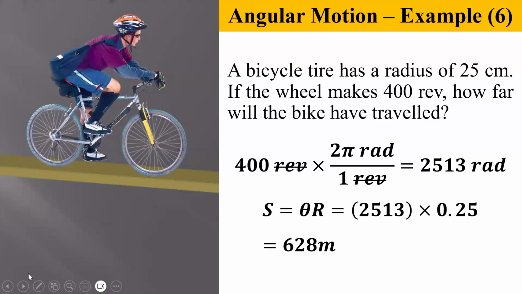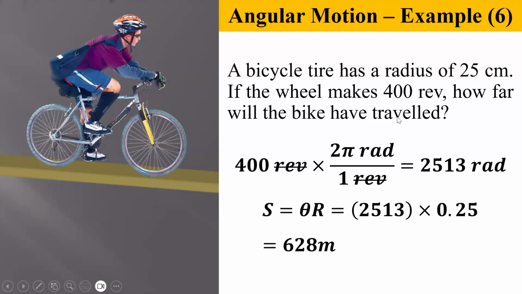All right. So it says here now, let's continue. This is now the same example, example 6. So the different one says a bicycle tire has a radius of 25 centimeters. All right. And if the wheel makes 400 rev, so this time it is rev, how far will the bike have traveled?